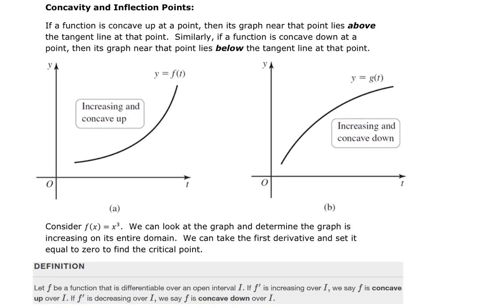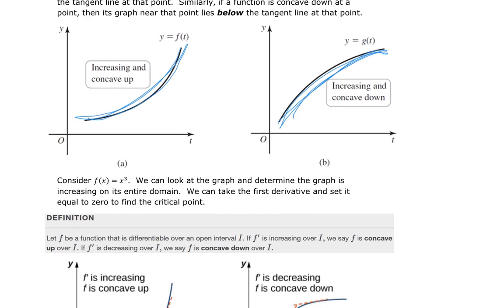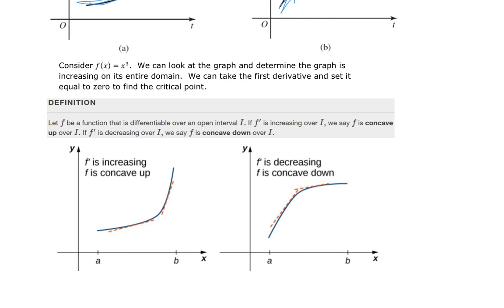Okay. So we haven't talked about this before, but now we're going to talk about concavity and inflection points. So what we look at is, is it a cup or a spill? A cup is concave up. So here's a concave up, and if it's a spill, it's concave down. So what we do is we are going to look at the derivatives.